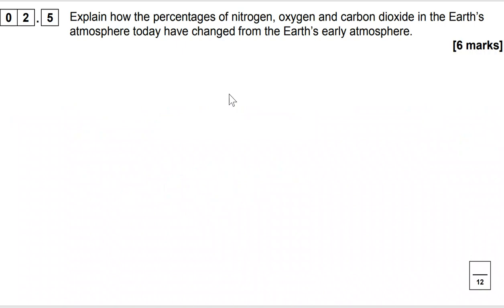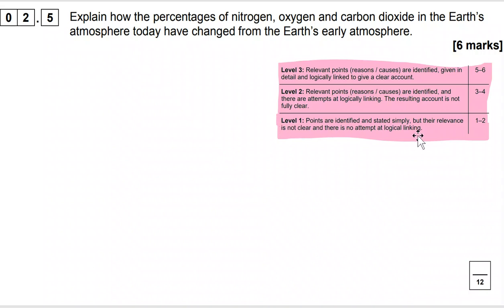On to 2.5. Explain how percentages of nitrogen, oxygen and carbon dioxide in the Earth's atmosphere today have changed from the Earth's early atmosphere. So it is a 6 marker, but there's a lot of information that you simply have to know and understand and recall. In terms of the breakdown of levels, as always, we've got relevant points linked to a clear account, logical links, reasons and causes to get a level 3.